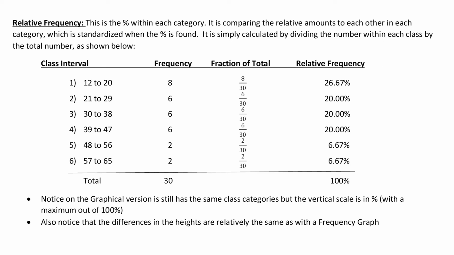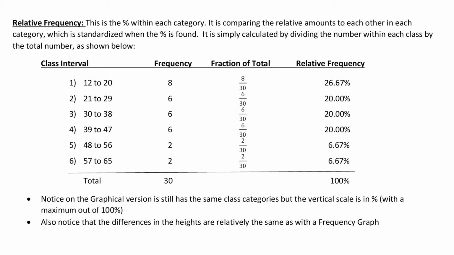The total is 30. Now, the fraction of the total, I've got 8 out of 30 in the age range 12 to 20. I've got 6 out of 30, 21 to 29. That fraction, when I divide it, shows me the percentage. 26.67% are between the ages of 12 and 20. That's the same as 8 out of 30. But with the relative frequency, we make it out of a total percentage. 6 out of 30 is 20%. 2 out of 30 is 6.67%. And when I add all these up by the individual categories, I get 100%.